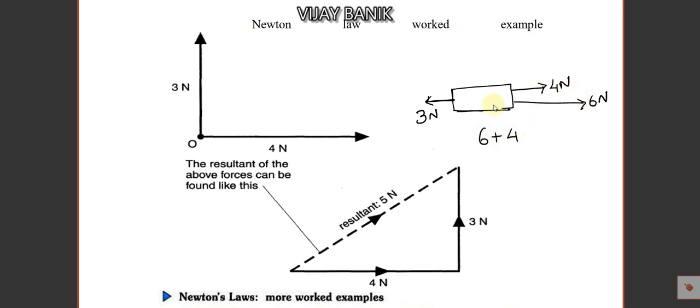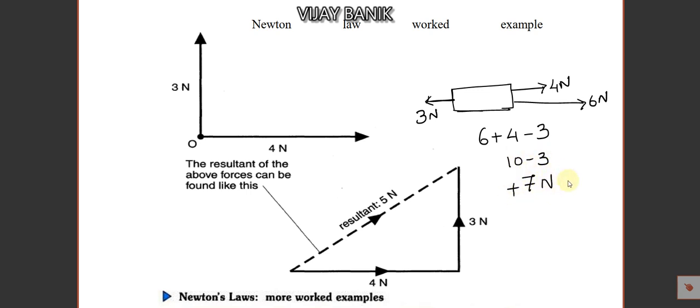6 plus 4, and by the way, we don't know whether these bodies are in equilibrium or not, so we need to find whether they are in equilibrium or not. So 6 plus 4 minus 3 equals 0? How much is it? Not 0, by the way. 6 plus 4 is 10, 10 minus 3 is plus 7 Newton.